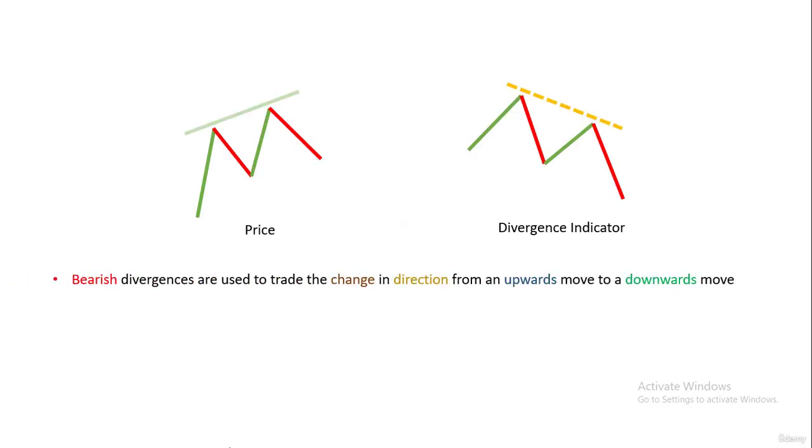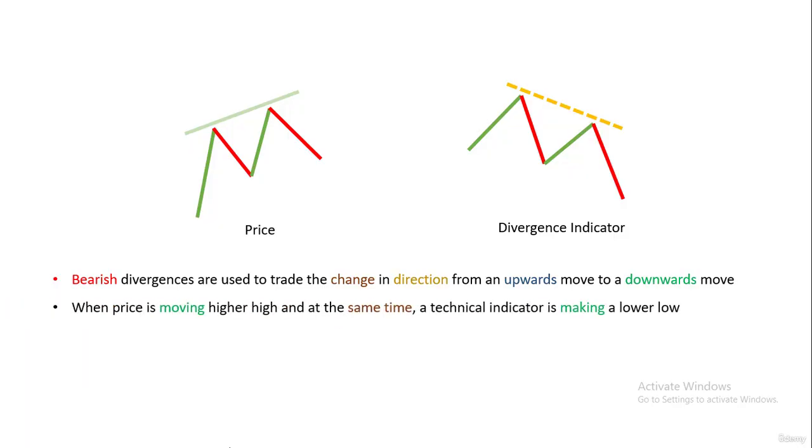What is bearish divergence? Bearish divergence is used to trade the change in direction from an upward move to a downward move. When price is making a higher high, at the same time, a technical indicator is making a lower low. And hence the indicator is not following the price up, suggesting the move higher is losing momentum, resulting in a possible move lower. This is a bearish divergence signal. You will notice that price made a higher high, but the indicator made a lower low.